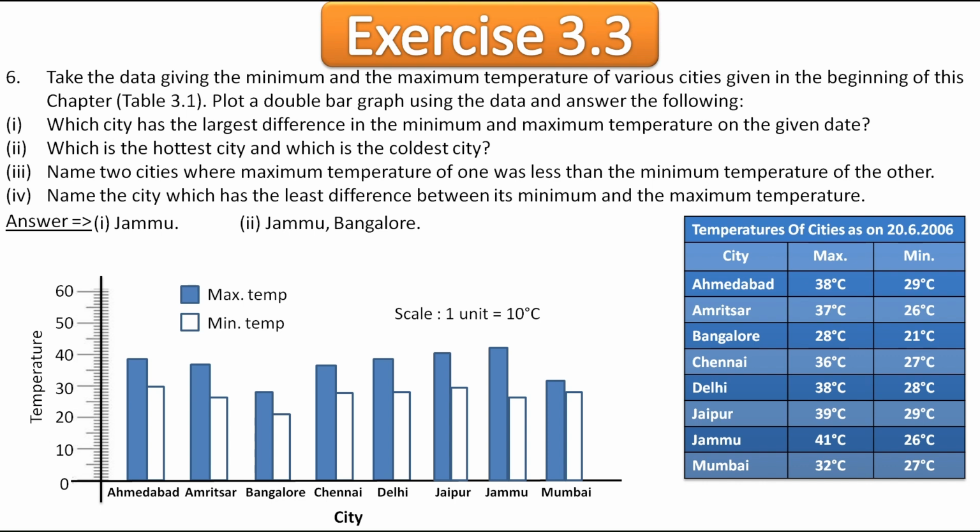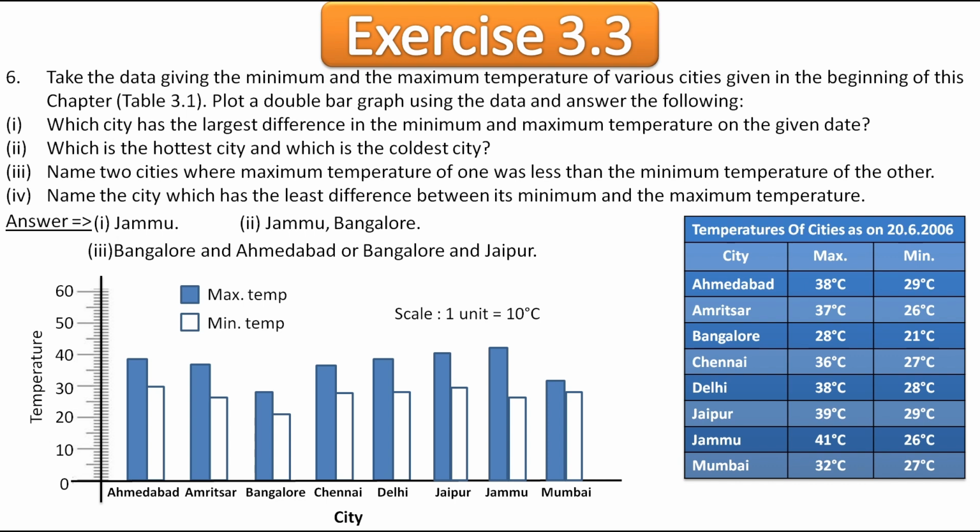Next question: name two cities where the maximum temperature of one was less than the minimum temperature of the other. The answer is Bangalore and Ahmedabad. Bangalore has a maximum temperature of 28 degrees centigrade, and in Ahmedabad the minimum is 29 degrees centigrade. Or you can compare Bangalore and Jaipur. Jaipur has a minimum temperature of 29 degrees centigrade, whereas Bangalore has a maximum of 28 degrees centigrade.